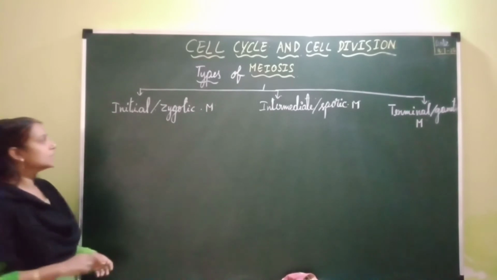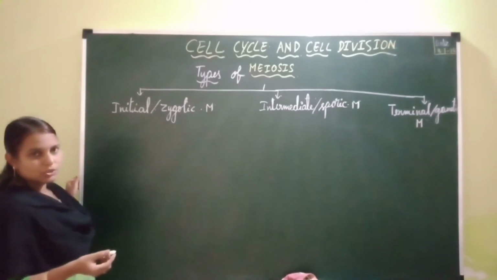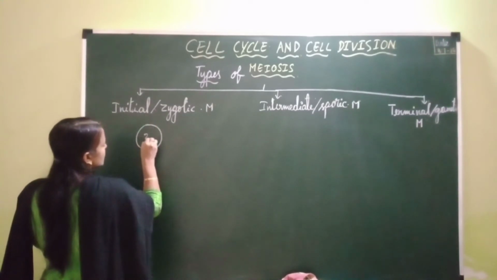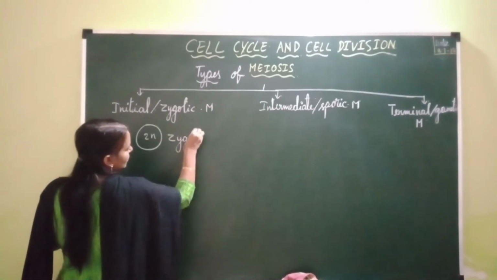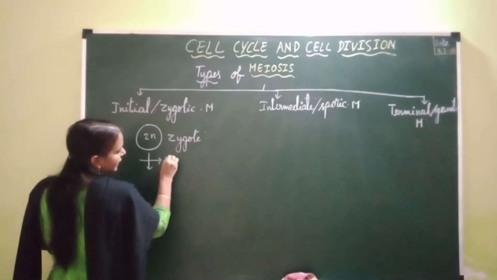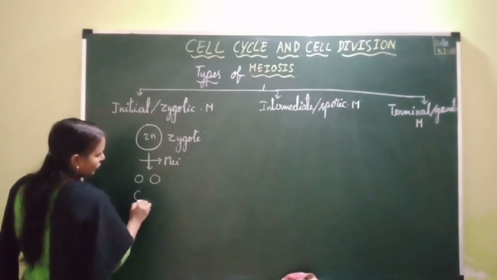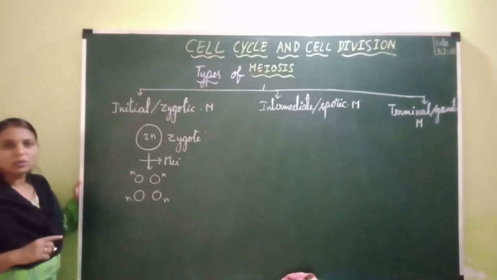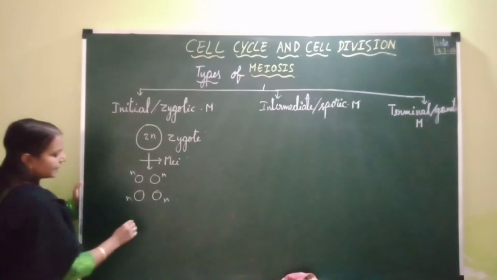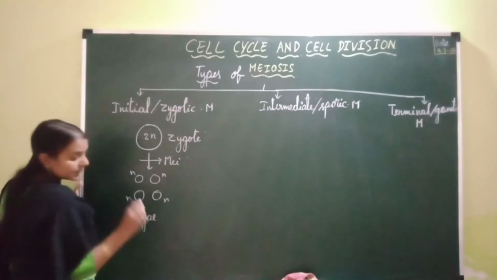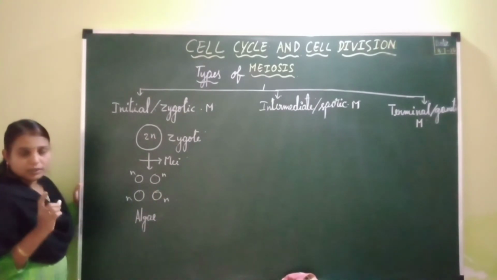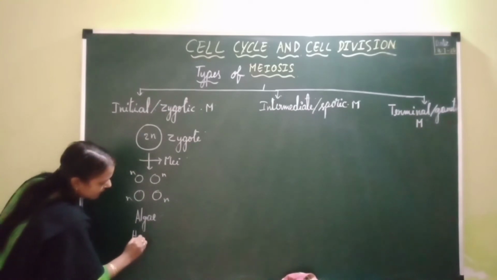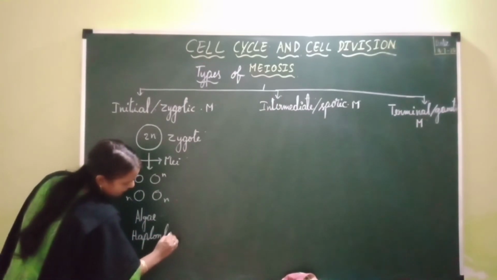Okay. Initial meiosis or zygotic meiosis is the meiosis which occurs in the zygote. We know after fertilization of 2 gametes, male and female gametes, it results in the formation of a diploid structure called zygote. This diploid zygote undergoes meiosis and results in the formation of 4 haploid spores. So this is called zygotic meiosis. It occurs in lower plants like algae. Most of the algae exhibit zygotic meiosis, which exhibit a haplontic life cycle.